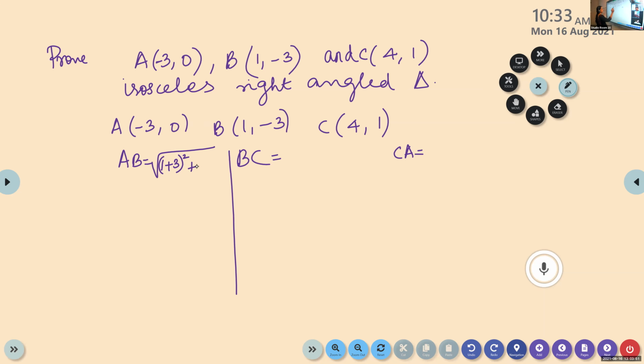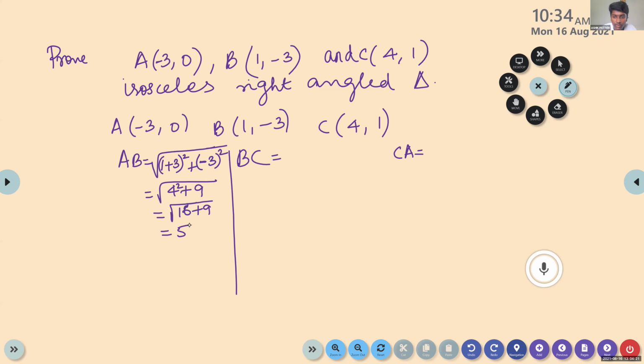Plus, the next one: minus 3 minus 0, so it will be minus 3 square. So 4 square plus 9, which is 16 plus 9. So we'll get root 25. So AB is 5. Is it correct?